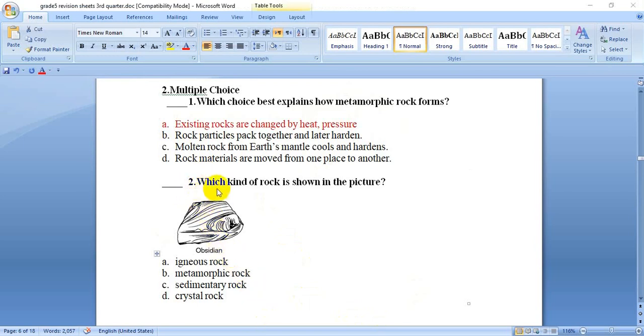Next, question 2. Which kind of rock is shown in the picture? This one. Obsidian is a kind of igneous rock, so the answer will be igneous rock. Okay, and now let's go to the next page.